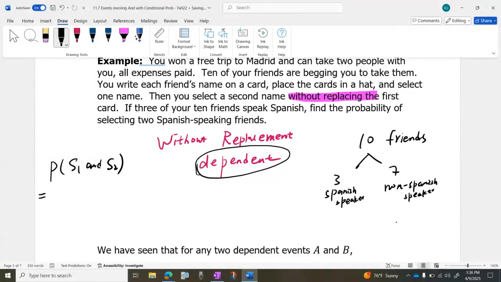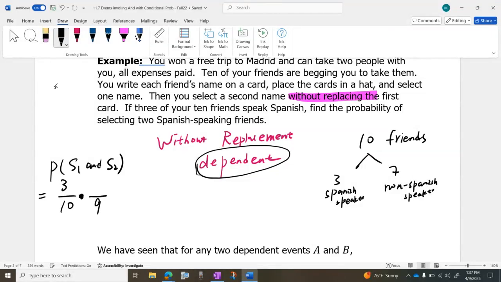And we do S1 first. What's the probability the first time we get a Spanish speaker? 10 friends. From the 10 cards, you draw 1, and that happens to be a Spanish speaker. That means that person is from the 3 Spanish-speaking friends, right? So 3/10 is the probability of S1. 3/10 is the probability that the first time we get a Spanish-speaking friend, and then we multiply by the probability that the second time we get a Spanish-speaking friend as well.